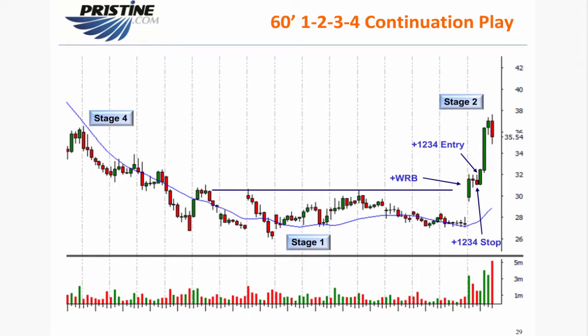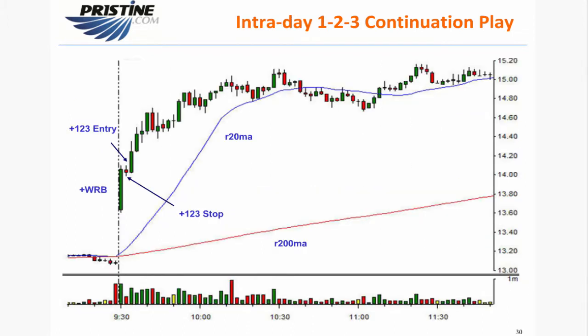Okay. So now here we've got another chart, intraday. Gap up off the open. First candle here closes with a wide range bar. You get an inside bar following it. 1, 2, 3 continuation. Buy it over the high. Stop under the low. Really tight stop there. And then boom, off it goes. Okay, so this was a nice intraday continuation.